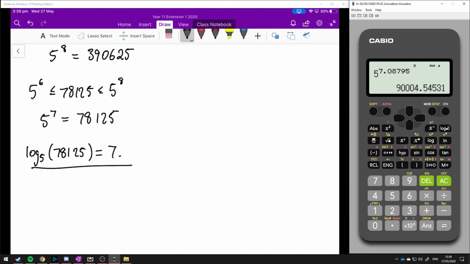With that being said, that's the end of this little logarithm section. What we're going to do in our next lesson is actually look at some log laws, which are very similar to and actually are pretty much derived from our exponential or indice laws.